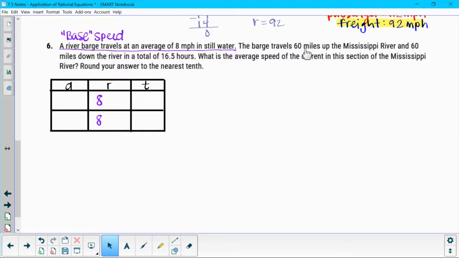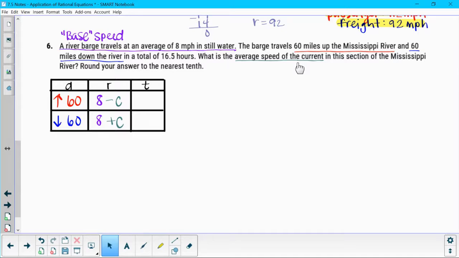So the barge travels 60 miles up the Mississippi River and 60 miles down the river in a total of 16.5 hours. What is the average speed of the current? So that is something that we are trying to find. We're not trying to find the speed of the boat or the barge in total. We're trying to find the specific speed of the water current in this section of the Mississippi River.